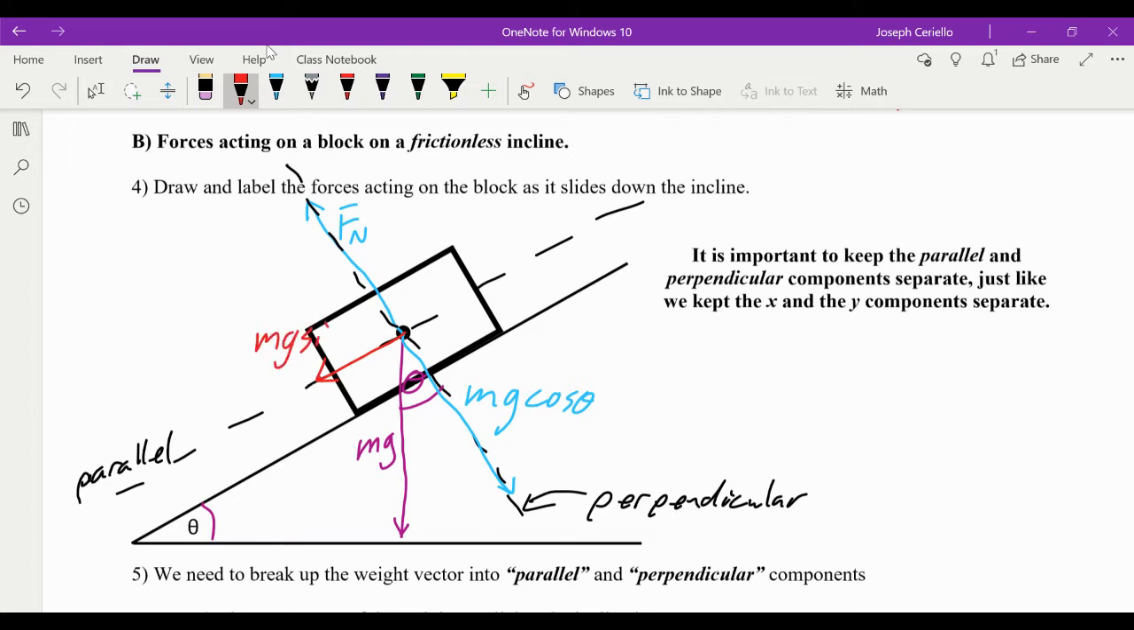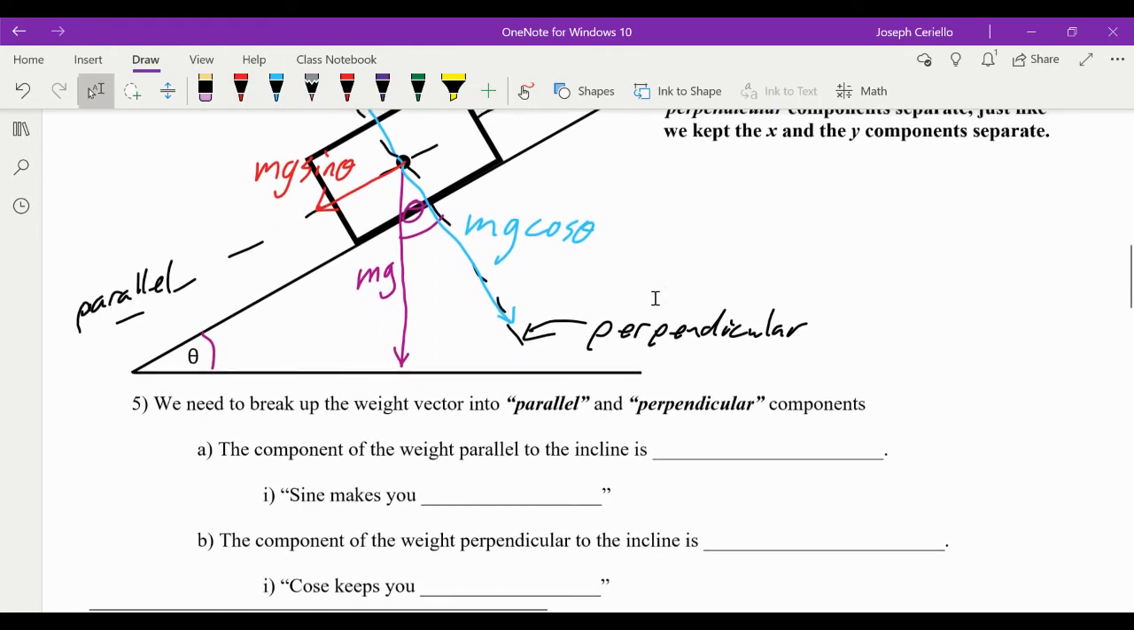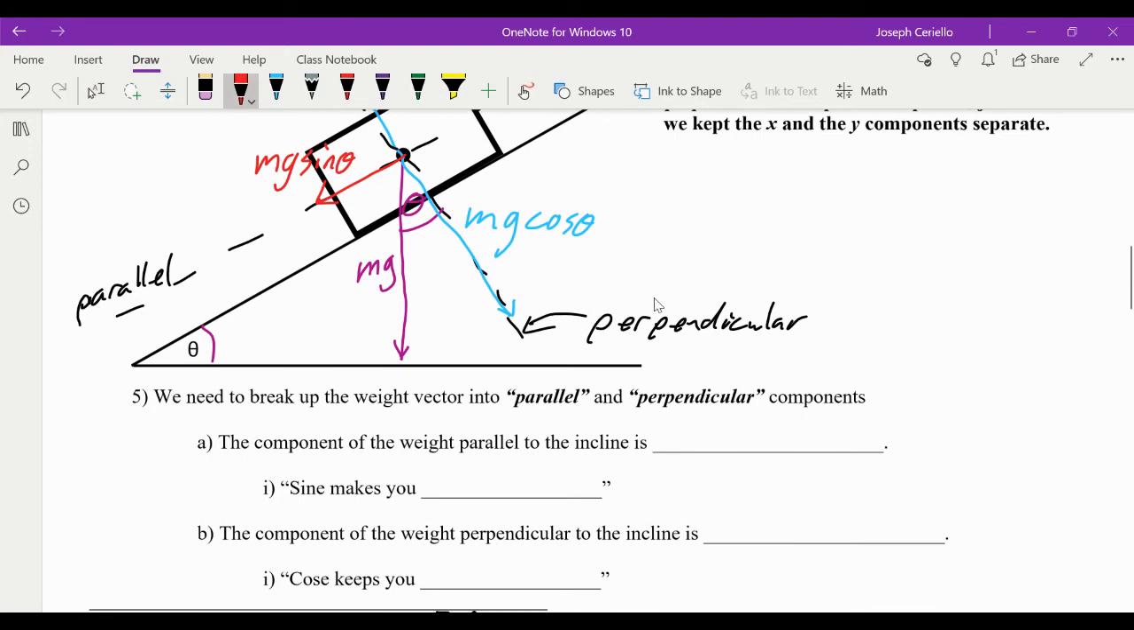mg sine theta, all right? So there are only two forces acting on this box, normal force and the force of gravity, mg. But mg, just for mathematical reasons, we have to break it up into components. Those components are mg sine theta, that points down the incline, and mg cosine theta, that points perpendicular to the incline. So the component of the weight parallel to the incline is mg sine theta.